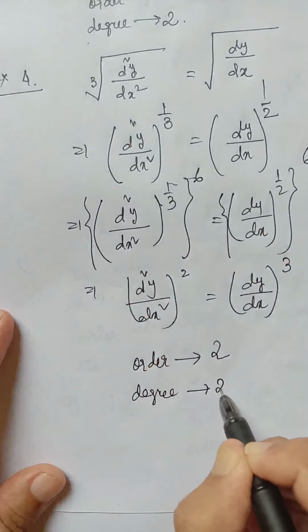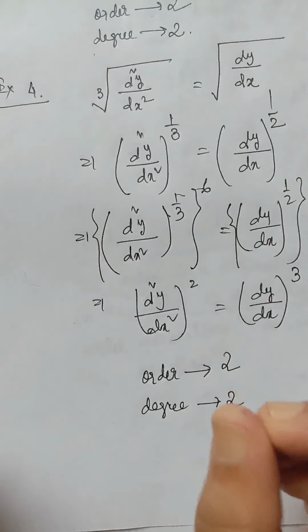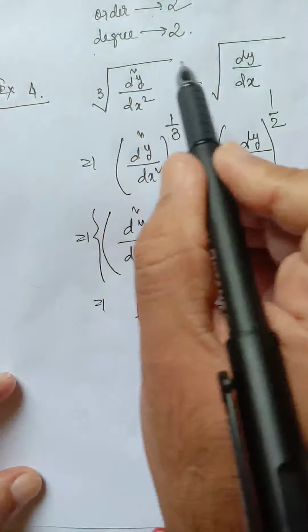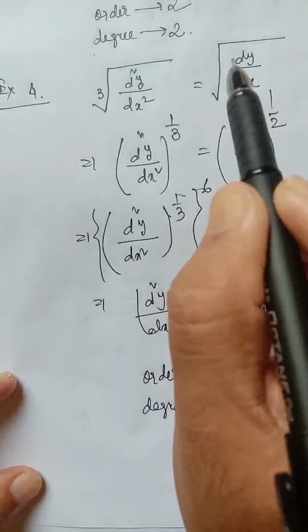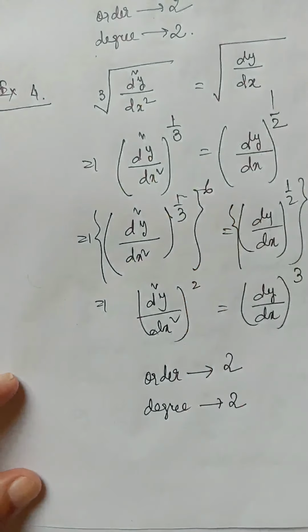So the degree of the differential equation is 2. The order is 2. If there is any root sign over any differential coefficient or derivative, we have to remove that before finding the degree of the differential equation.